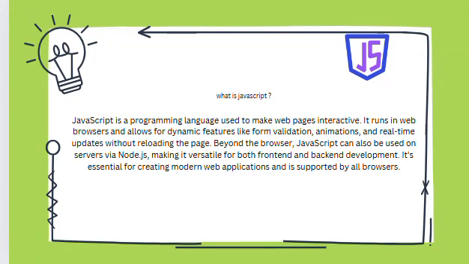Let us discuss JavaScript. JavaScript is a programming language used to make web pages interactive. It runs in web browsers and allows for dynamic features like form validation, animations, and real-time updates without reloading the page. Beyond the browser, JavaScript can also be used on servers via Node.js, making it versatile for both front-end and back-end development.